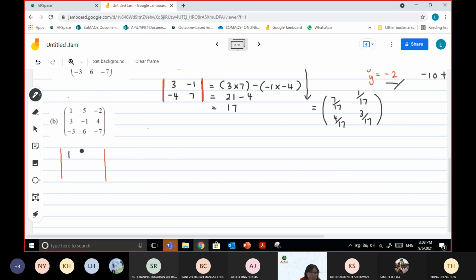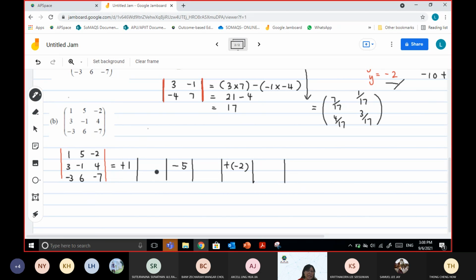So we have 1, 5, negative 2, 3, minus 1, 4, and negative 3, 6, and negative 7. Now what is the sign pattern? Remember the sign is positive, then negative, then positive. If I'm taking the first row, I'm taking number 1, number 5, and negative 2. After that, we need to find the determinants.